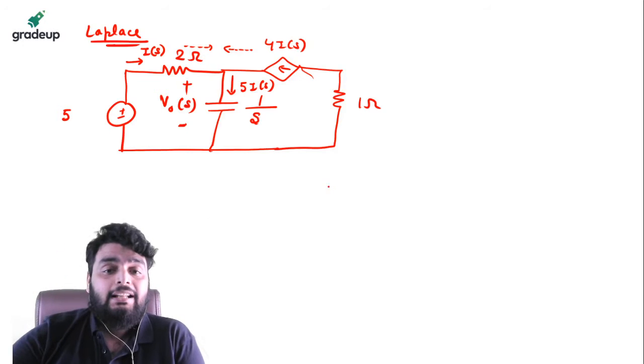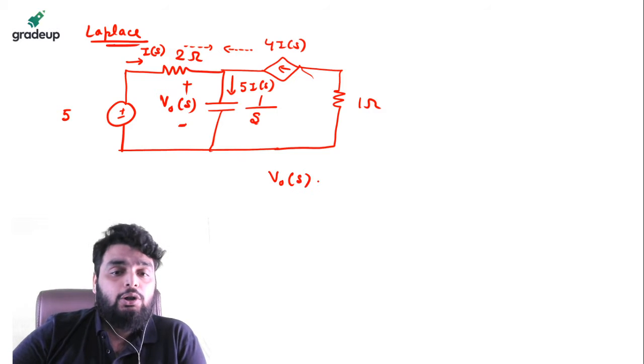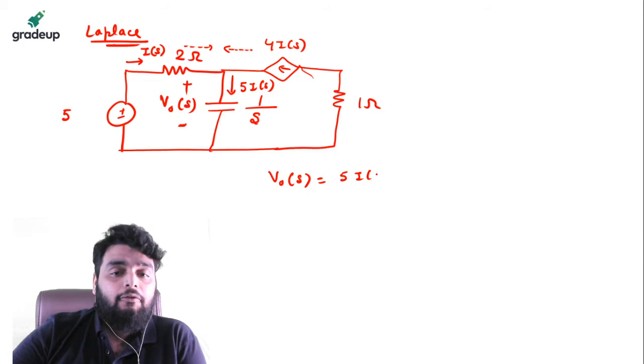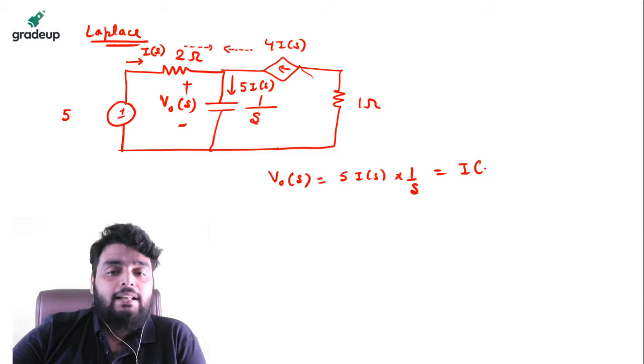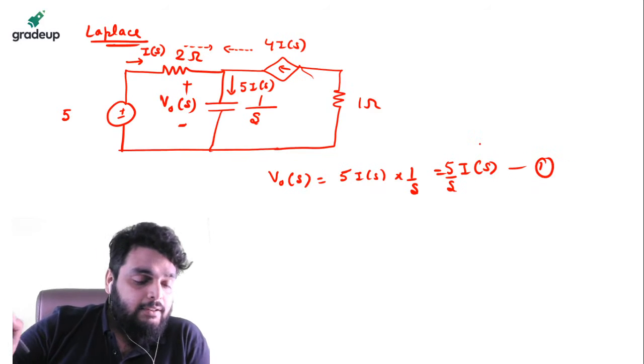Now think about the capacitor. V0S is equal to what? V0S is equal to 5 times IS multiplied by 1 by S. So V0S is equal to 5 by S times IS. This is the first equation.